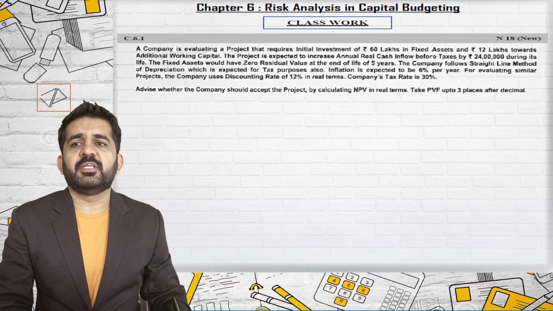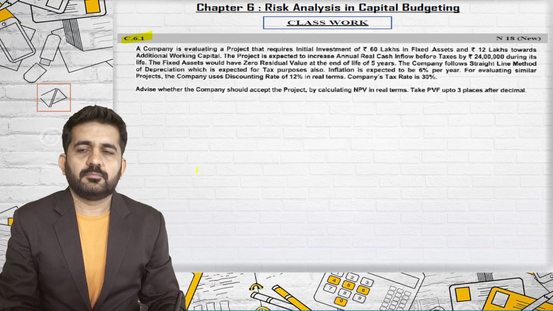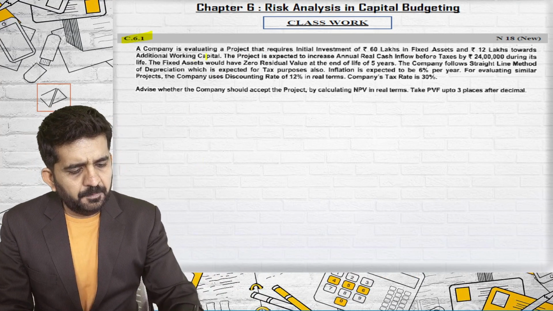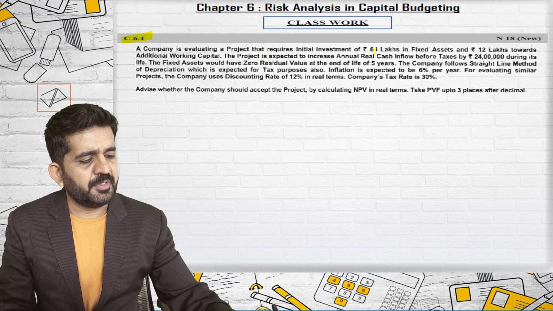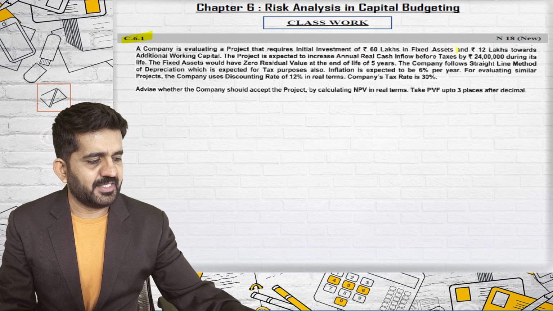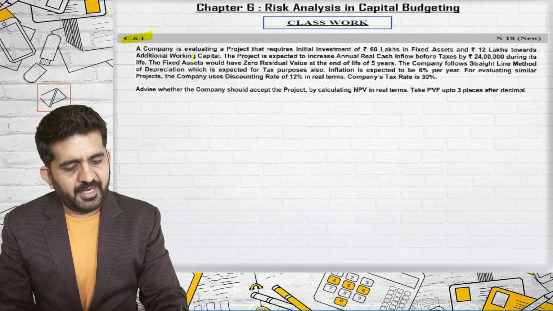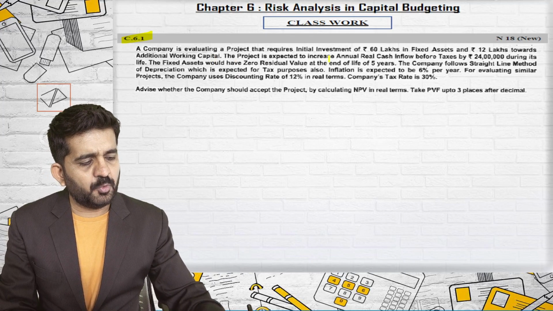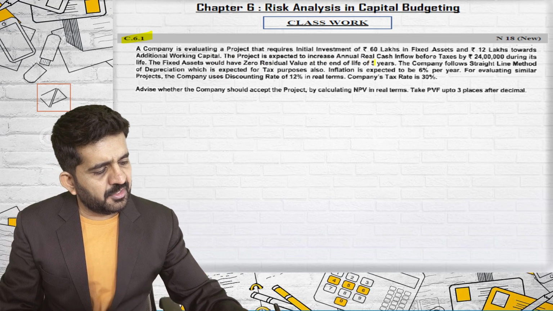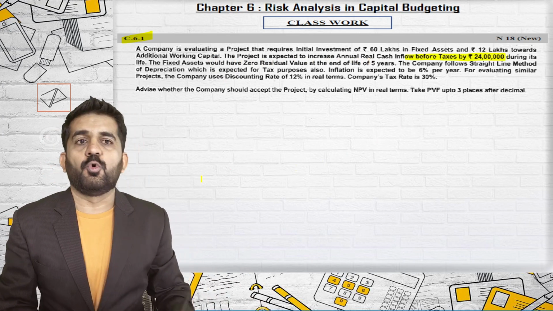We are starting with C6.1. First question. A company is evaluating a project that requires initial investment of rupees 60 lakhs in fixed assets and 12 lakhs towards additional working capital. The project is expected to increase annual real cash flow before tax by 24 lakhs.